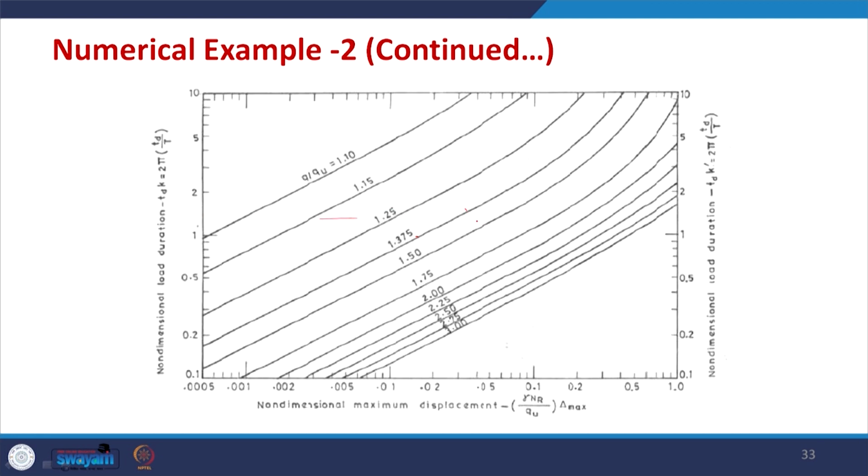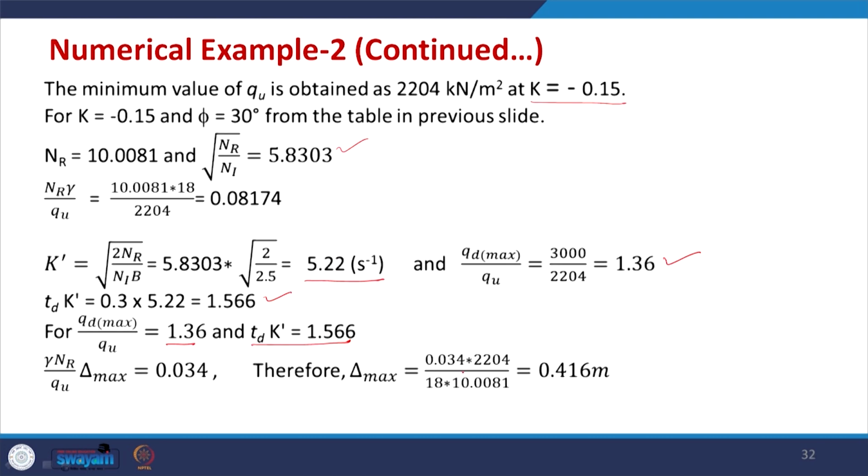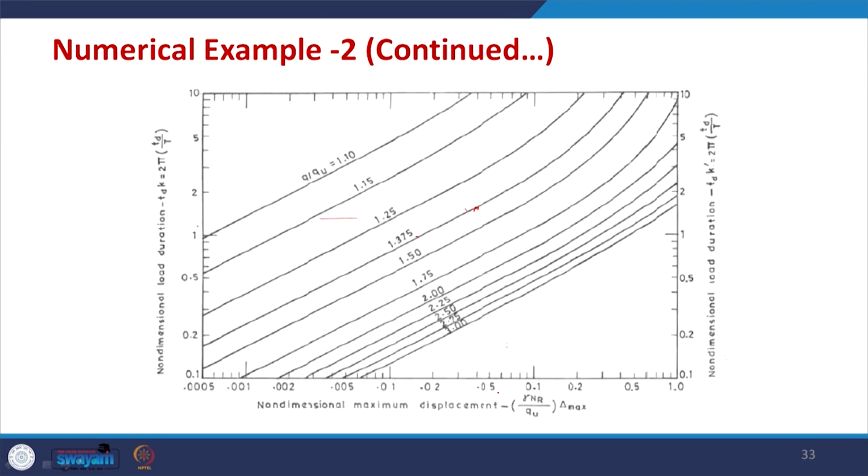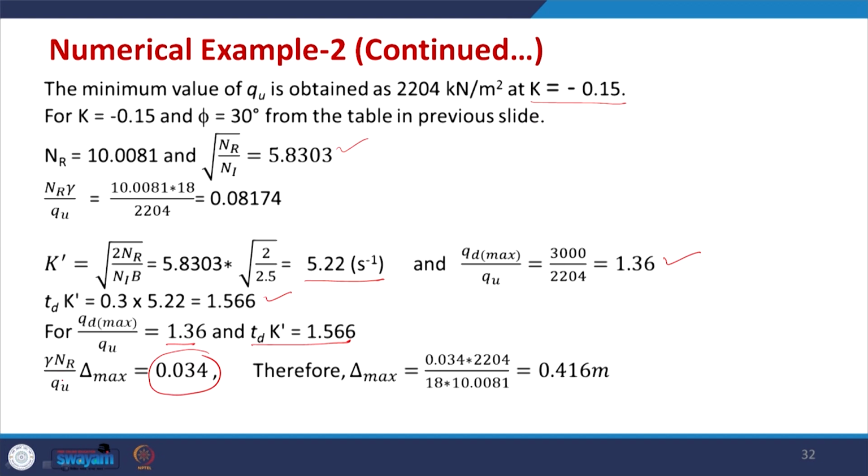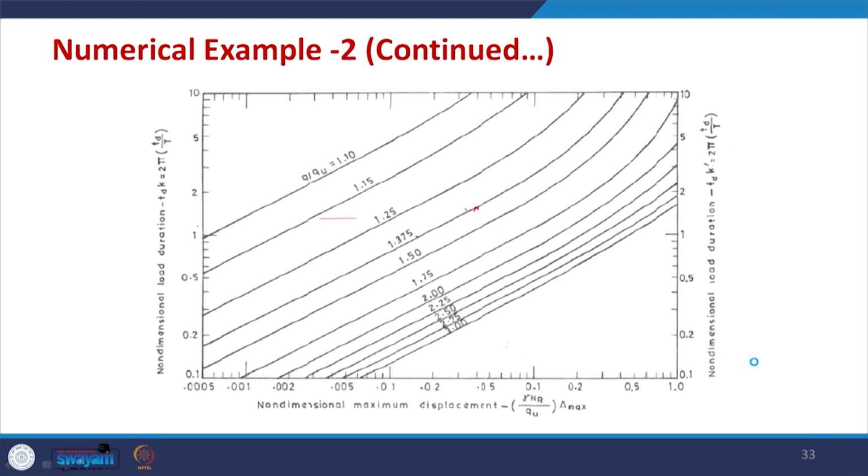So, you pick up from this chart some value, and this ratio comes out to be 0.034. Okay. So, 0.034 you read from this ratio. Now, this ratio itself is gamma Nr q delta max. So, we put the value back and calculate the value of delta max. So, delta max you ultimately get is 0.416 meter, which is your answer. So, this was the second example on dynamic analysis, which is basically on Wallace solution.